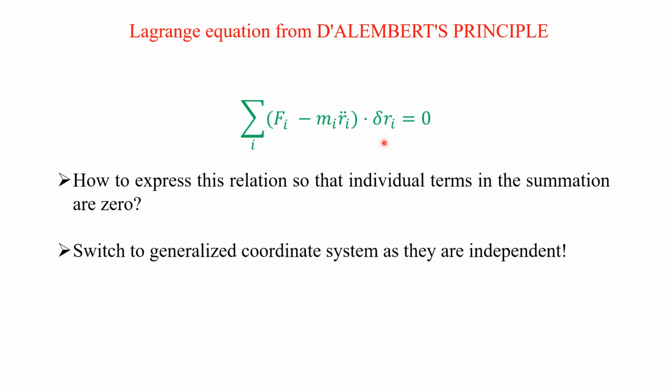Just now I told you that if you are using a Cartesian coordinate system, then x1, y1, z1 will change when the particle moves in different directions. So the r value depends on the x, y, z coordinates. However, if you use the spherical coordinate system, that is r, theta, phi, all three coordinates are totally independent. By changing r, theta will not change. By changing theta, phi will not change. So we can use the generalized coordinate system.